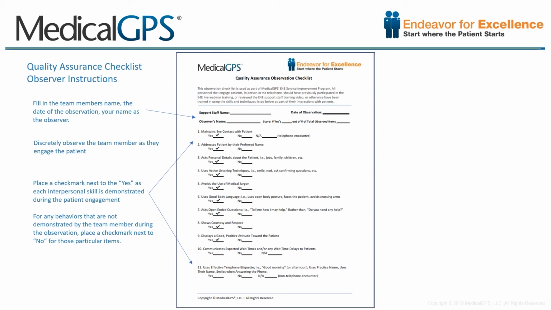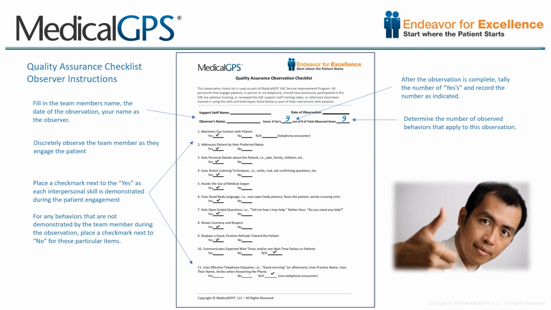Some interpersonal skills or techniques may not apply to every engagement. For example, item number 10 and item number 11 may not apply for general check-in. If that's the case, indicate an NA that they did not apply for this particular observation. After you've finished, tally the number of yeses that you observed during the observation. In this case, there were 9, and tally the number of opportunities to use those interpersonal skills. In this particular engagement, there were 9 as well. In this particular instance, this team member scored a 9 out of 9, or they had a perfect 100%.